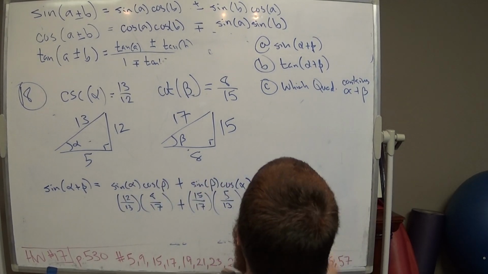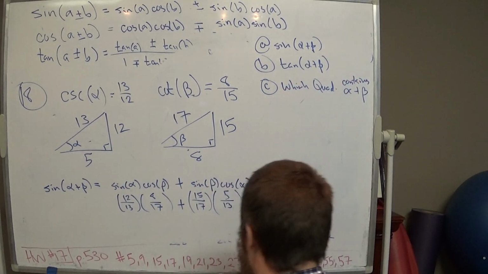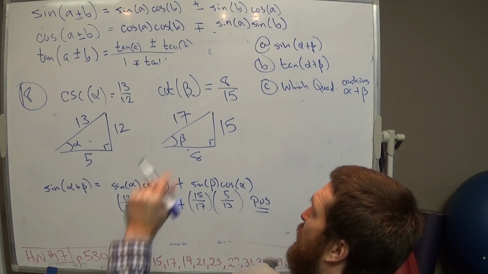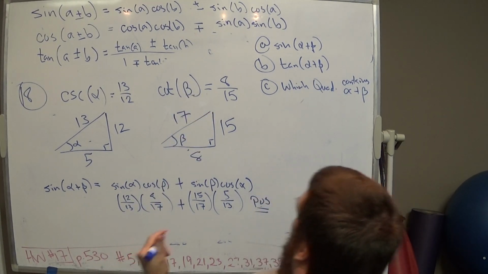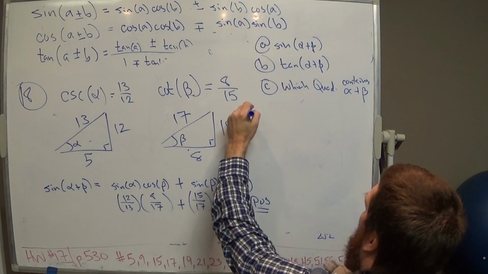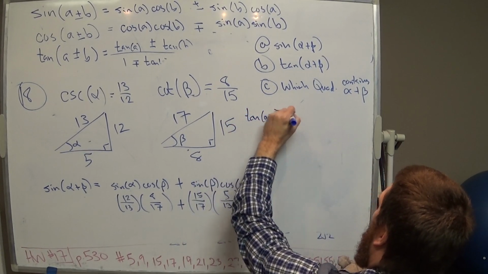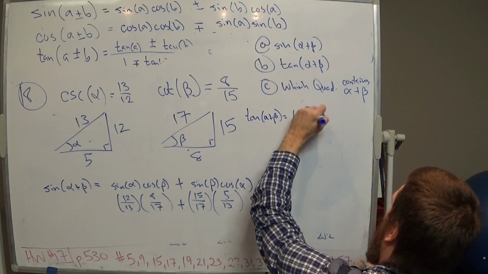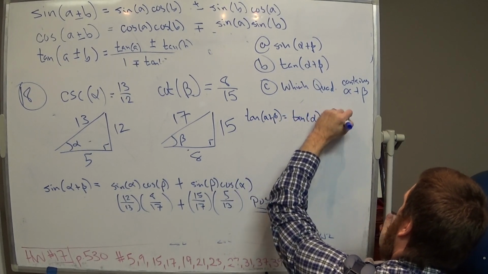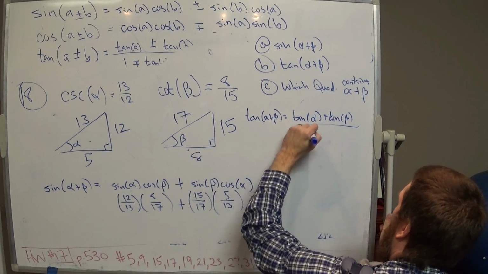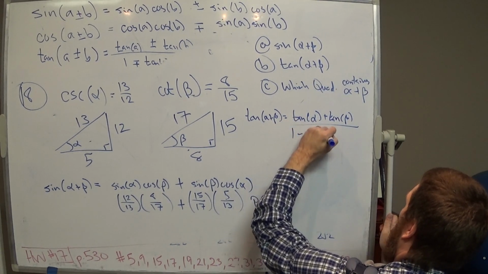Now let's do the other one. We're trying to find tangent of alpha plus beta. So I'm going to use this formula: tan of alpha plus beta is tan alpha plus tan beta over 1 minus tan alpha tan beta.